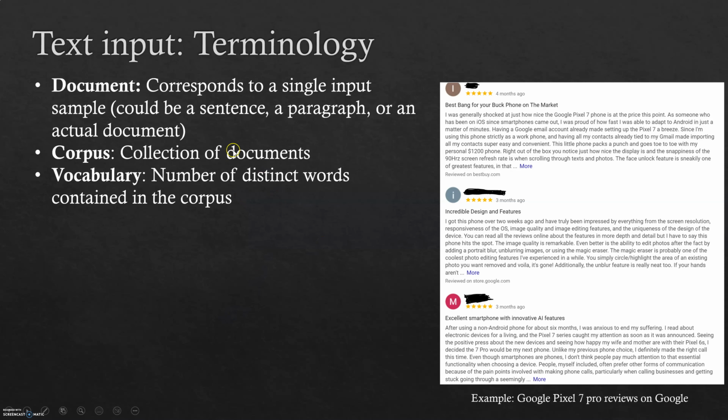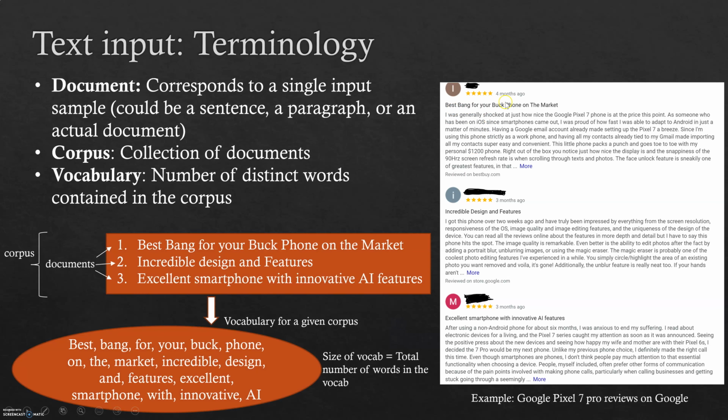Let's say we have an example. These are reviews from Google, the reviews for Google Pixel 7 Pro. To keep things simple, I'm just going to take the summary of the review, which is the first sentence here for each of the reviews, as an example. Each individual review is considered an input sample, or in terms of NLP, each one of these is called a document. Together, this is called a corpus.